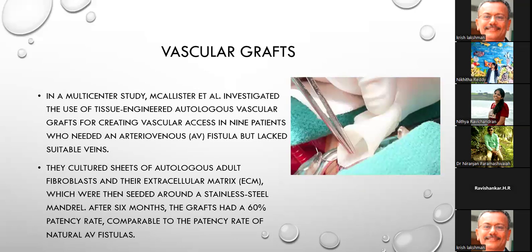Another application is vascular grafts. In a multi-centric study of 2009 by McAllister et al., they used tissue engineered autologous vascular grafts for creating vascular access in 9 patients who needed AV fistulas. They showed a 60% patency rate, which is comparable to natural AV fistulas. Here, the scaffold used was a stainless steel material.